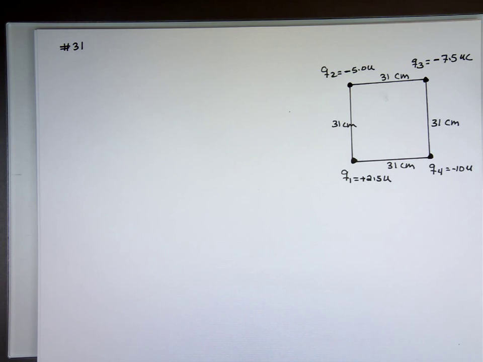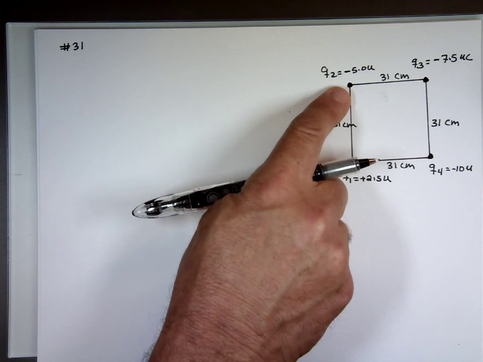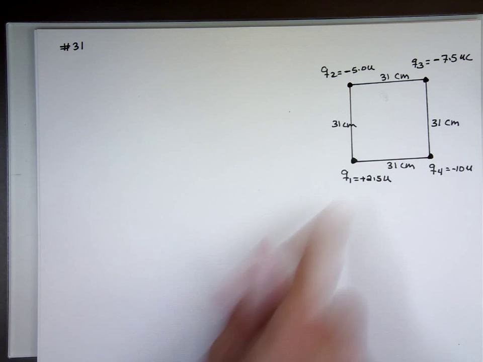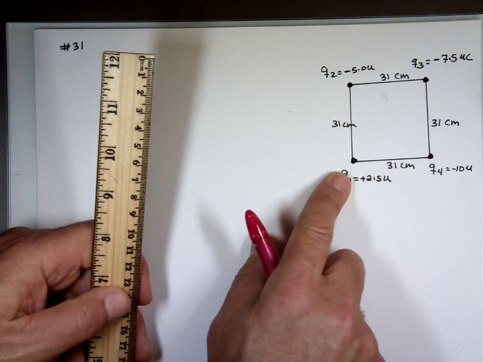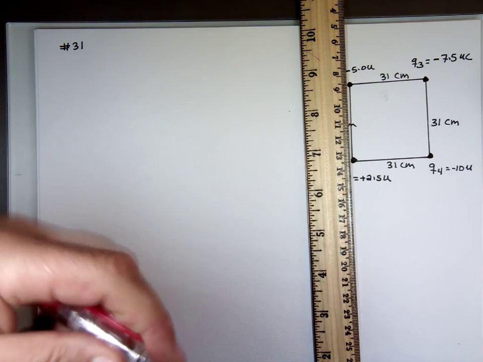Find the direction and magnitude of the net force exerted on Q2. This is Q2. What is the net force on that one? Well, let's look at each one. This is Q1 to Q2. Q1 is positive, this is negative, this one is pulling on it. So it's going to be a force in this direction.